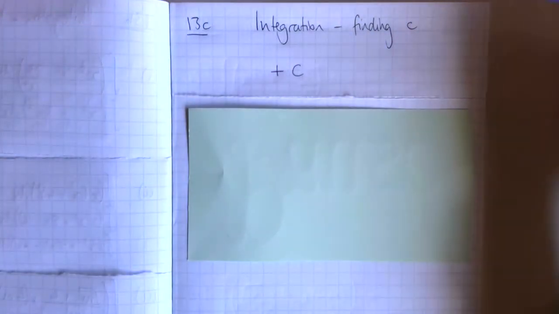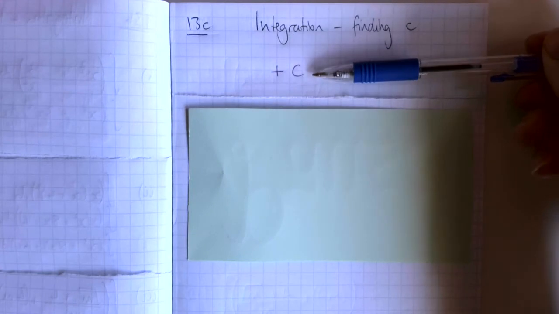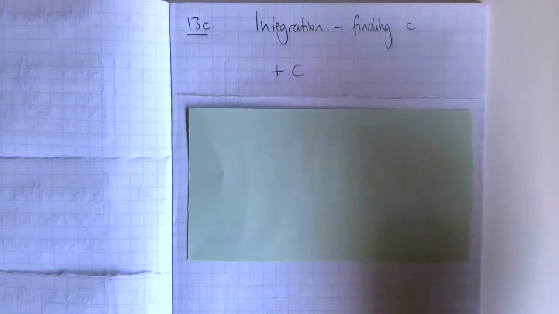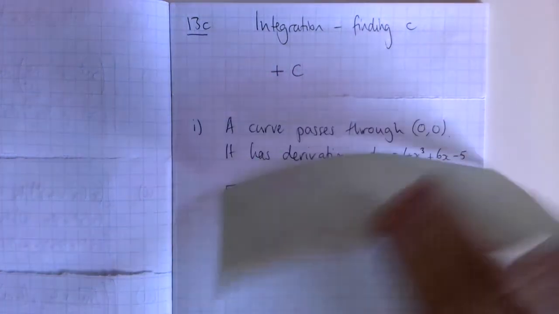It's possible that you're getting good at remembering to add on the plus c, the constant of integration, but you might have wondered, can we ever work out what c is? And the short answer is, generally speaking, only if we're given some extra information. So here's an example of that kind of question.